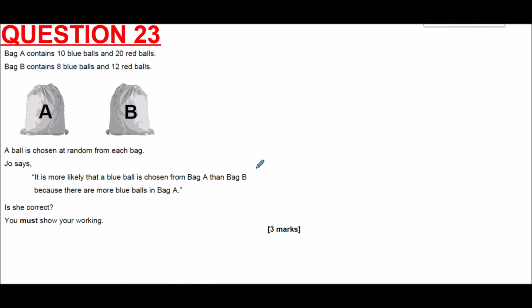Question 23. You have a bag, 2 bags in fact, bag A and bag B. And so Joe says it's more likely that a blue ball is chosen from bag A than bag B because there are more blue balls in bag A. Is she correct? Show your working. And so let's just consider these bags separately.